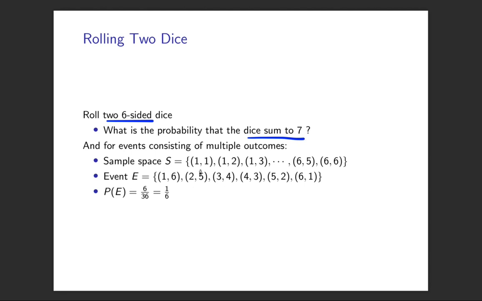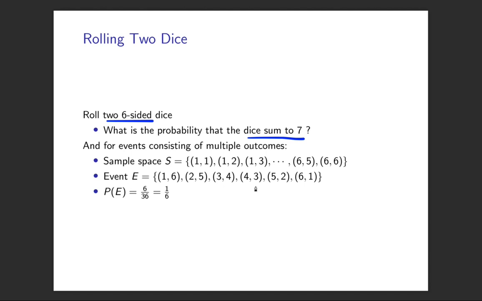So our sample space is going to be pairs. The first die is a 1, second die is 1; first die is 1, second die is 2; first die is 1, second die is 3; all the way up to pairs of 6s. That's the sample space. And the event we're interested in is the dice summing to 7. So how can that event happen? That means we throw a 1 and a 6, a 2 and a 5, a 3 and a 4, a 4 and a 3, a 5 and a 2, a 6 and a 1. That's the event we're interested in.